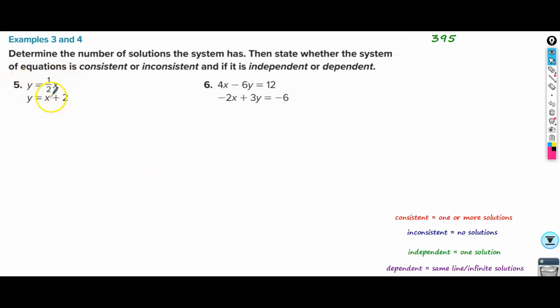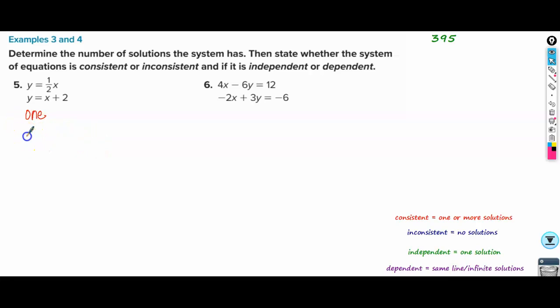I noticed that the slopes of these two equations are different. This has a slope of 1. This has a slope of 1/2. That is a one solution thing. These lines will intersect at one point. If the slopes are different, they will intersect eventually at one point.